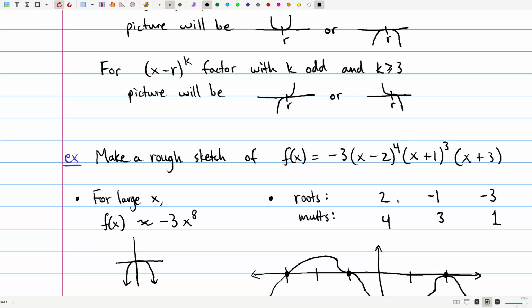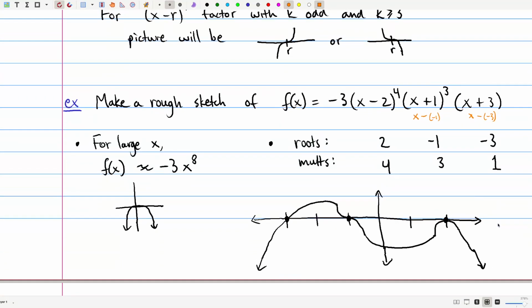Next, we want to calculate the roots. We've got x minus 2, which leads to a root of 2. We've got x plus 1, which is a root of -1, because remember, it's x minus -1, and likewise this is x minus -3, and so we have a root of -1 and a root of -3. And we look at the exponents. We got multiplicity 4 for the first root, multiplicity 3 for the second root, and multiplicity 1 for the last root. And so let's put this all together to make a picture.